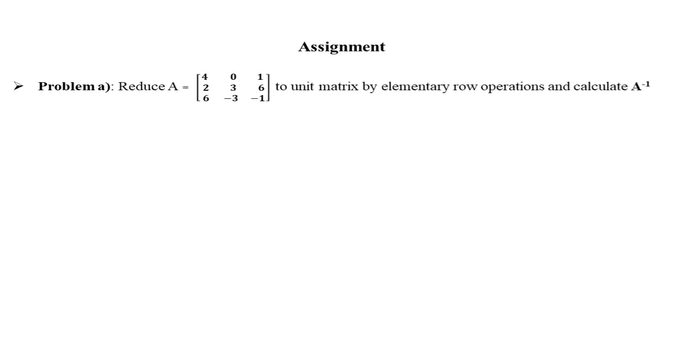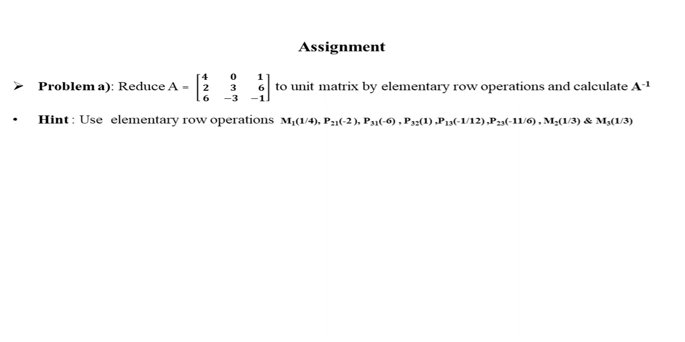Students, here is an assignment for you. First problem: reduce A equal to [4 0 1; 2 3 6; 6 -3 -1] to the unit matrix, that is an identity matrix, by performing elementary row operations and calculate A inverse. Hint is given for you.